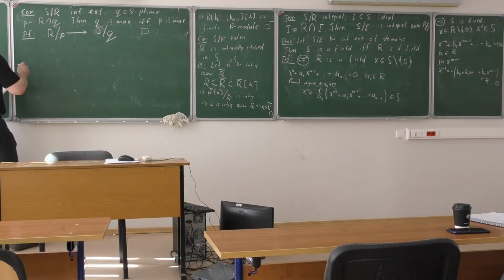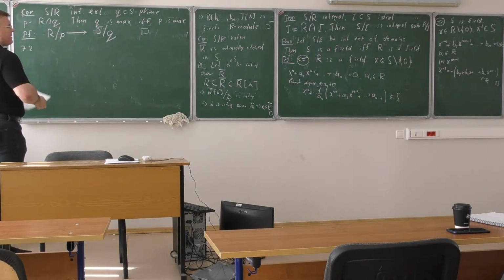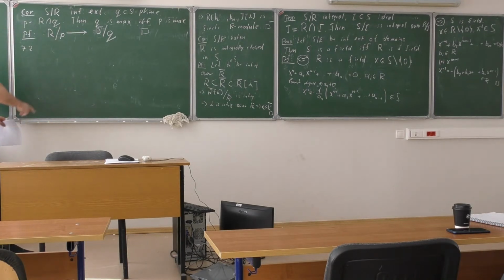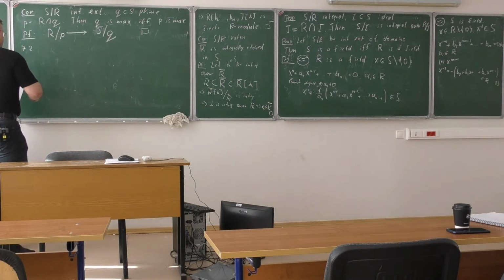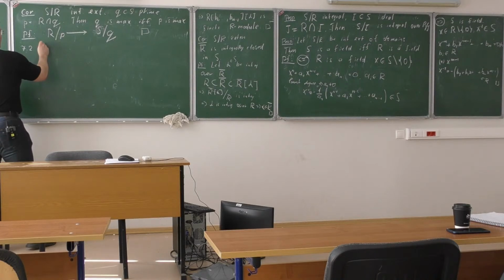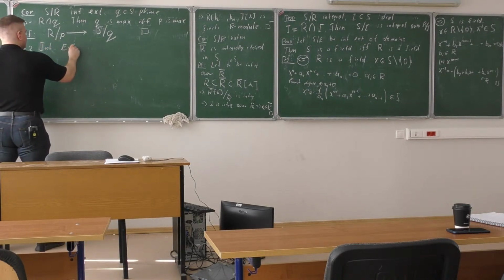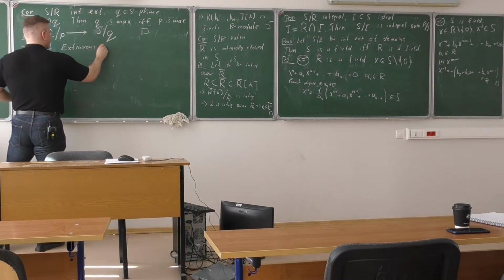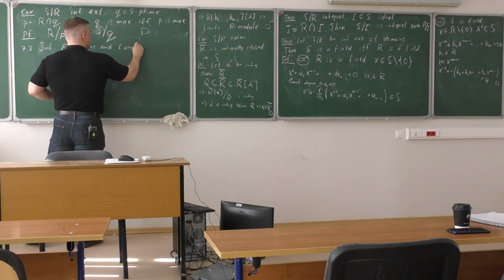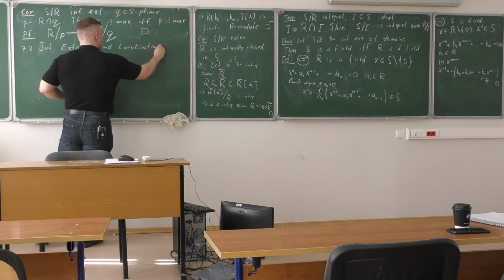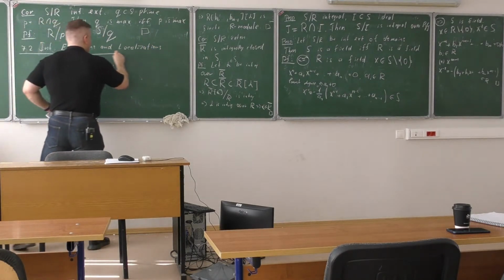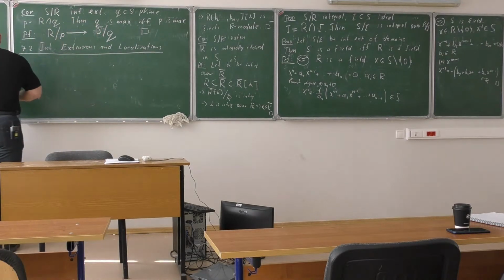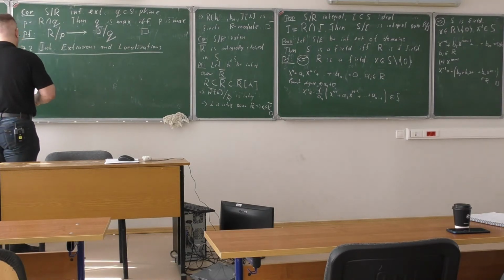Okay, so next section, I think this is 7.2. By the way, if I haven't said this, this was section 7.1, and it is called integral dependence. So the next section is integral extensions and localizations. As usual in commutative algebra, if you have something, you want to understand how it behaves with respect to localization.